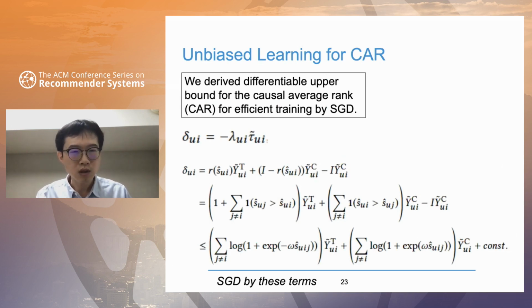So now I explain about unbiased learning. The previously derived estimator is not differentiable. So we here derive the differentiable upper bound for the causal average rank. We conduct SGD on these upper bounds, underlined.